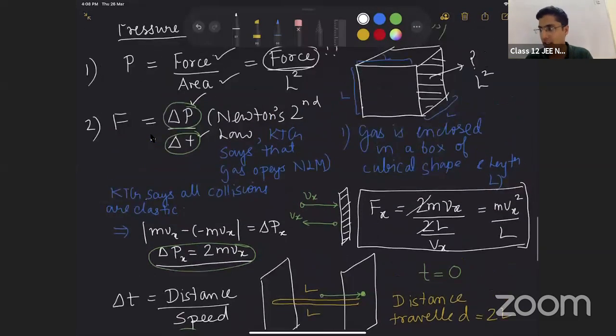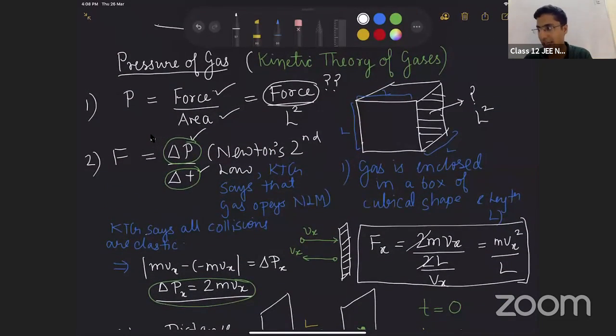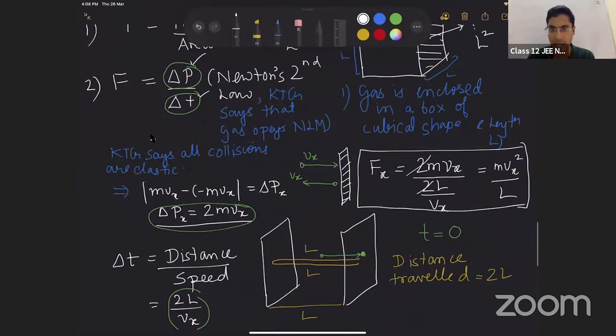Again, to revise, in the first step, pressure is force upon L square. In the second step, we say force is delta P upon delta T. We compute delta P and delta T separately and hence get mvx square upon L as the force. For delta P, we use the fact that mvx is the momentum, and for delta T, we use the fact that 2L is the distance and Vx is the speed. Hence the time is 2L upon Vx. Just make sure you note this down. In the meanwhile, I'll check if there are any doubts.